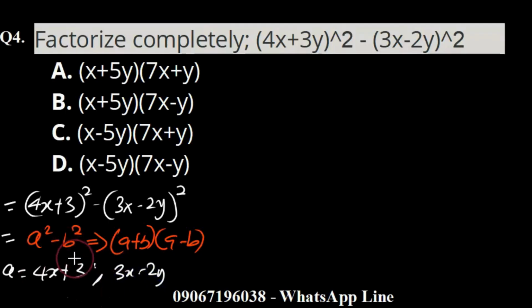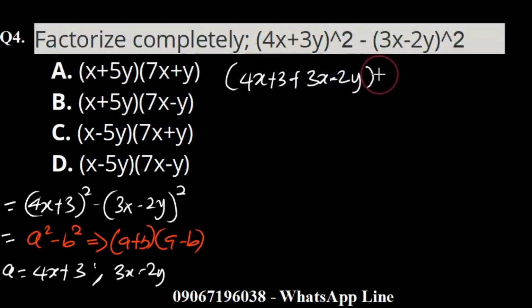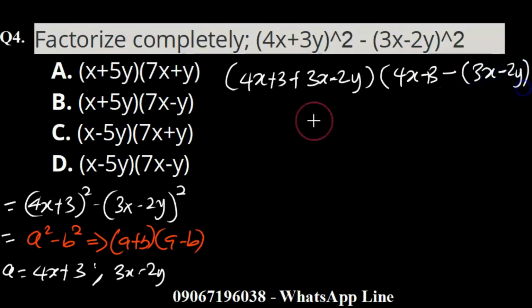All right, so if we plug this in, we'll have a plus b. That's going to be a is 4x plus 3, and then plus b is 3x minus 2y. Then we'll have open brackets, a again is 4x plus 3, then minus b, which is 3x minus 2y. So this is what we'll have. Now let's move on to expand this.